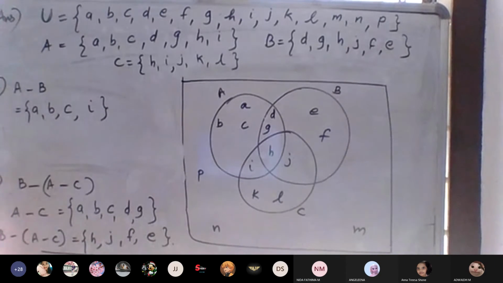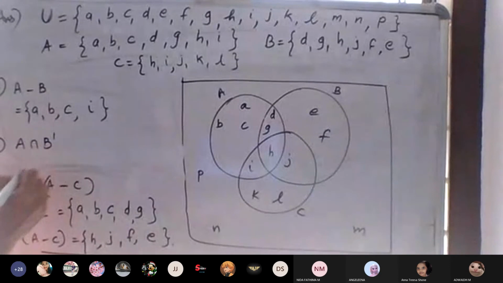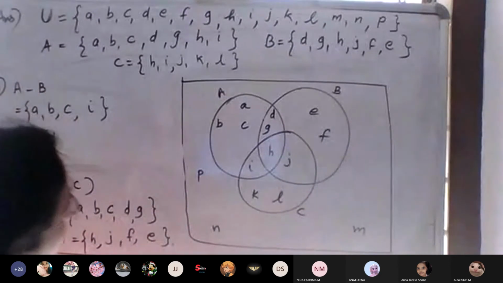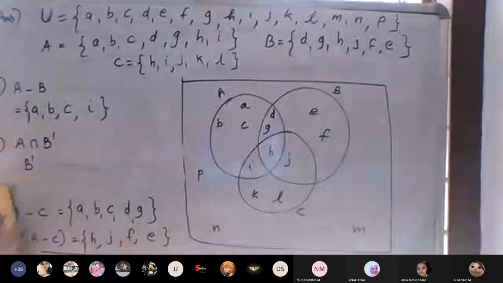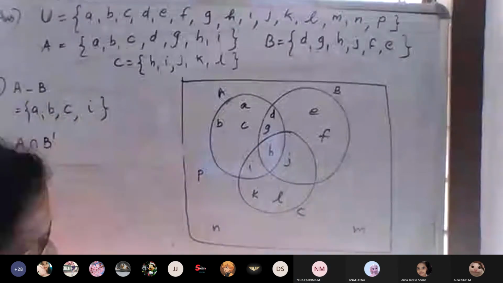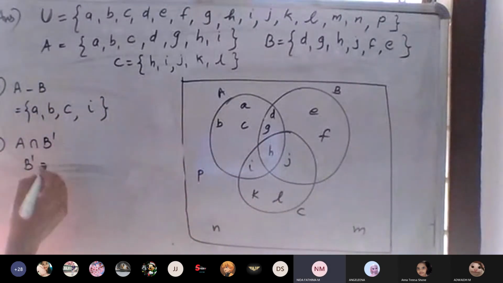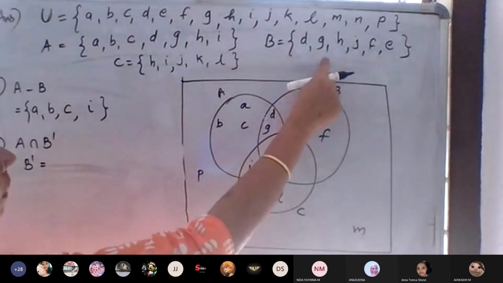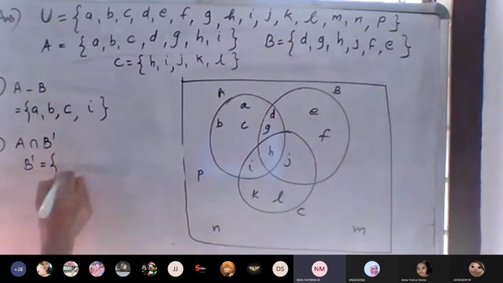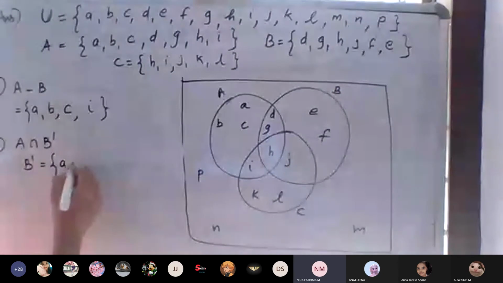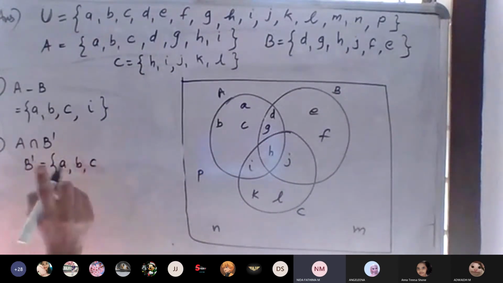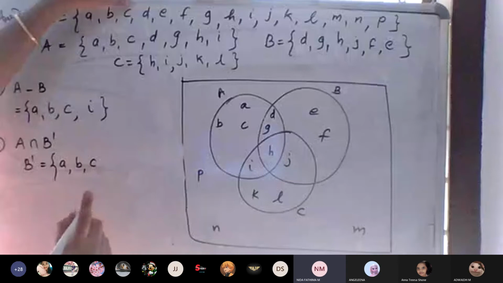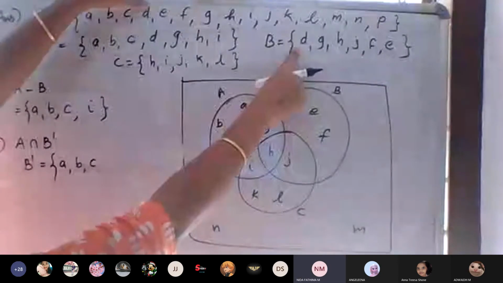The next one is A intersection B complement. So fourth one we have to find out A intersection B complement. So for that first we have to find out B complement. B complement means it should not be in B, so it should be from the universal set. You check the universal set.